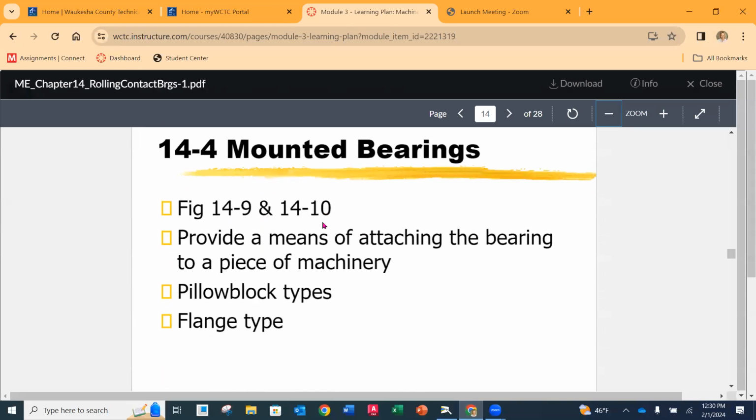The next ones that we have here are called mounted bearings, and these are used a lot in open frame machinery. So packaging equipment, where you're going to have shafts held across framework. These are where we're going to see these types of bearings. I used to incorporate them a lot. I worked at a company where we did high-speed wrapping equipment, and so we used pillow block bearings and flange type bearings all the time.